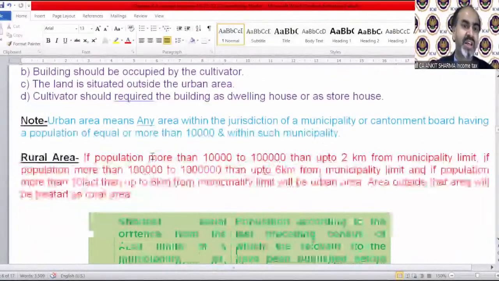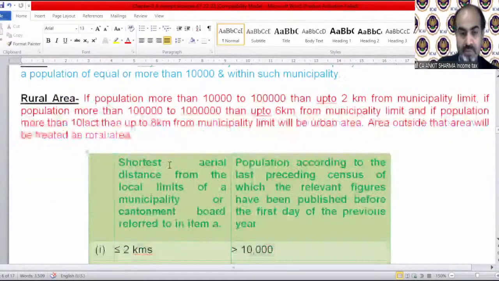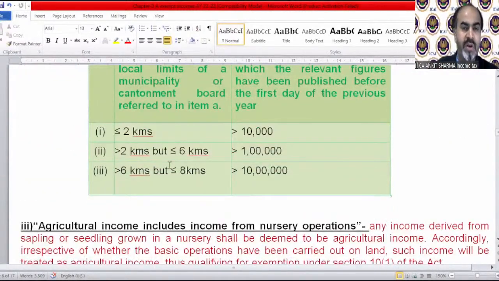There is a definition: urban area means any area within the jurisdiction of a municipality or cantonment board having a population of equal or more than 10,000. So if there is any municipality with a population of 10,000 or more, the whole area covered by that municipality will be called an urban area. If the population within that municipality is more than 10,000 up to 1 lakh, then the next 2 kilometers is also urban area. If it is more than 1 lakh up to 10 lakh, then 6 kilometers will be your urban area. And if it's more than 10 lakh, then from that boundary the next 8 kilometers will also be treated as urban area. So our farmhouse should be outside that boundary. This definition is written down in a format.